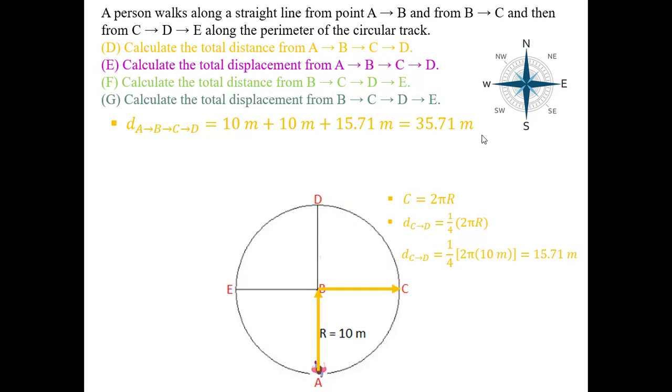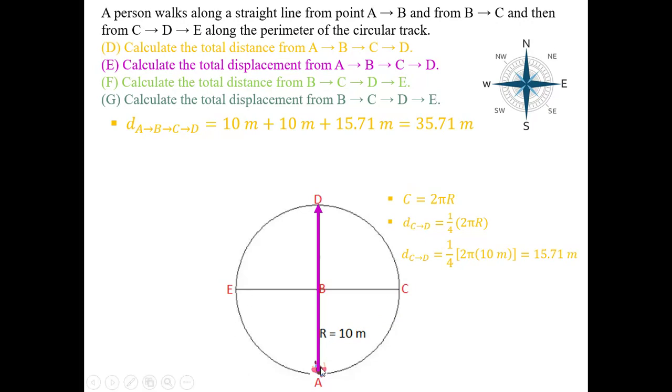Part E wants you to find the total displacement from A to B to C to D. So once again, if I see the word displacement, I'm just going to ignore all the middlemen. In this case, the middlemen would be B and C. So I'm just going to start at A and end at D. If you watch my diagram here, I'm just going to clean up everything else and focus on A to D.